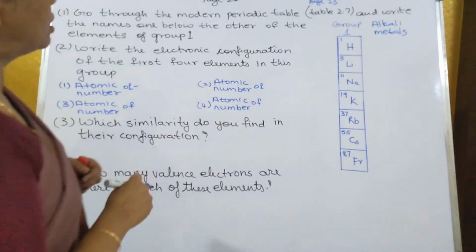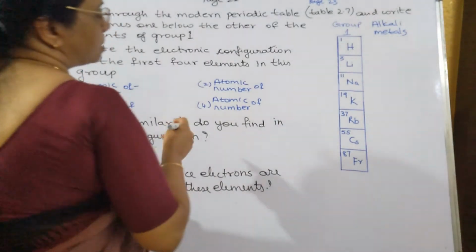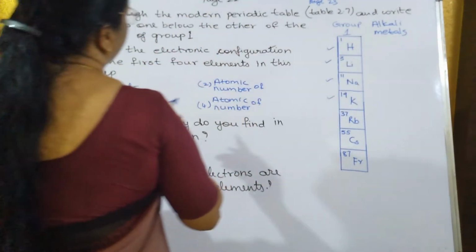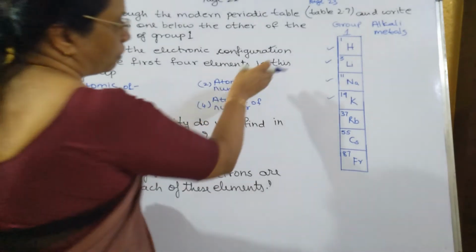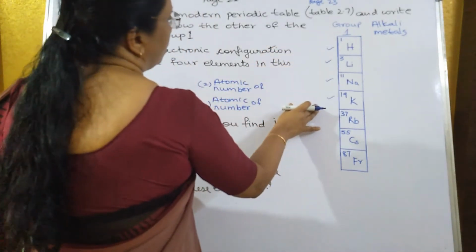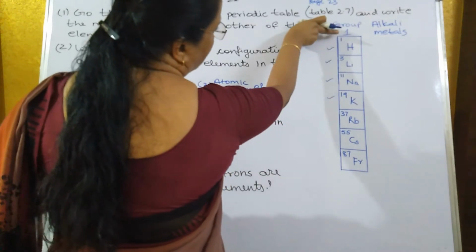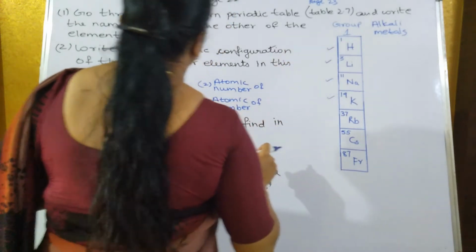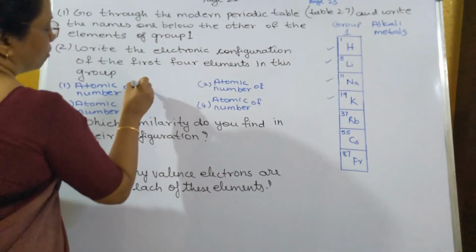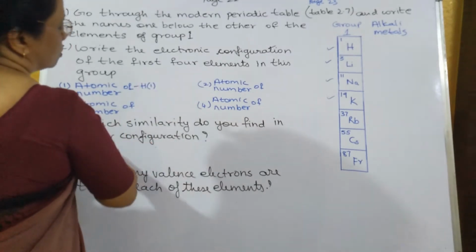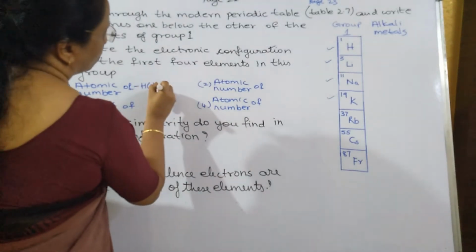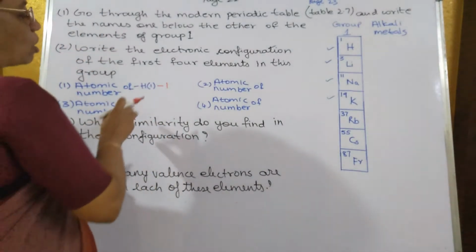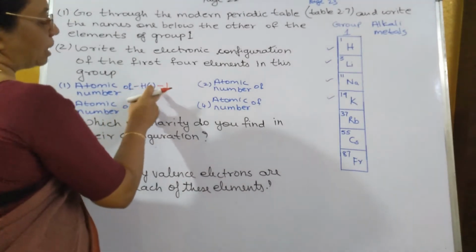Now write the electronic configuration of the first 4 elements in this group. They have asked to write down the electronic configuration of the first 4 elements. Now electronic configuration can be easily written with the help of the atomic number, which is given on the top, that is 1, 3, 11 and so on. Now what is the atomic number of hydrogen? Of hydrogen it is 1. So the electronic configuration is only 1, because in the first shell only 2 electrons can be accommodated and hydrogen has only 1, so 1 electron is put in the first shell.